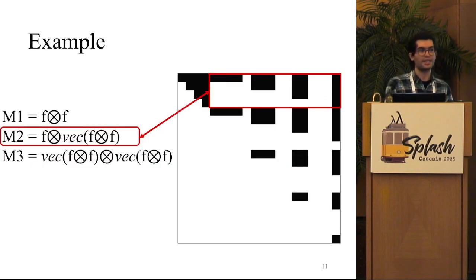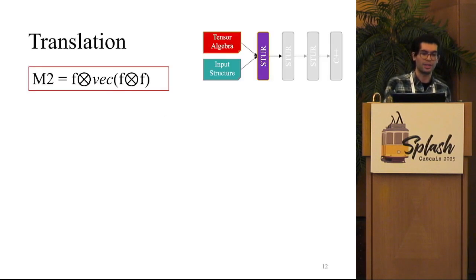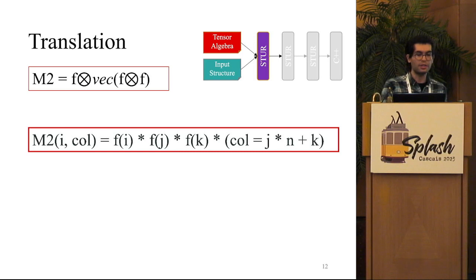So let's go back to the example that we had. Because of lack of time, we just focus on M2. M1 and M3 can be computed in the exact same way. So as long as we know how everything happens for M2, we're good to go for M1 and M3. So let's see how we can generate code for M2. M2 was this mathematical computation. First, we need to translate it to tensor algebra and put it as an input to STUR.